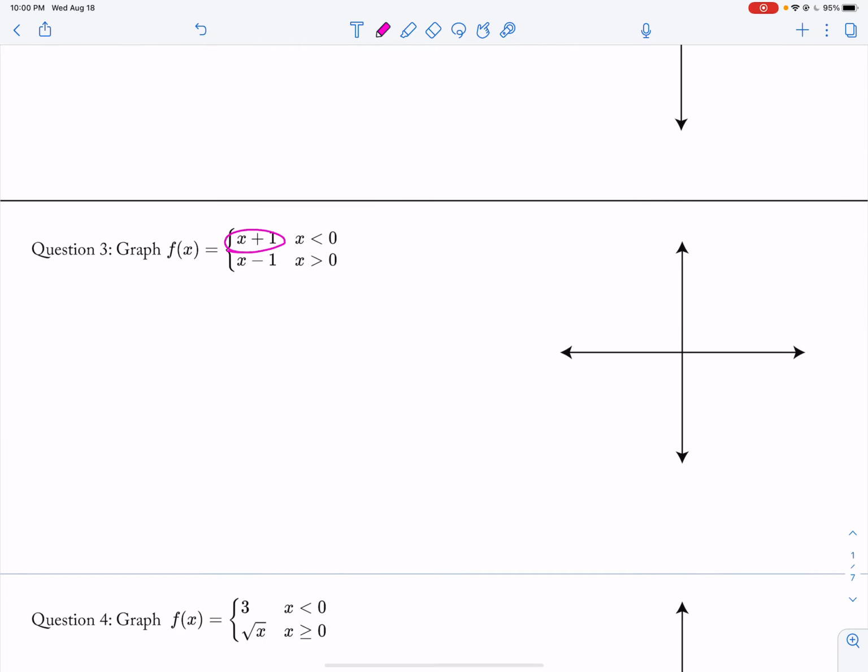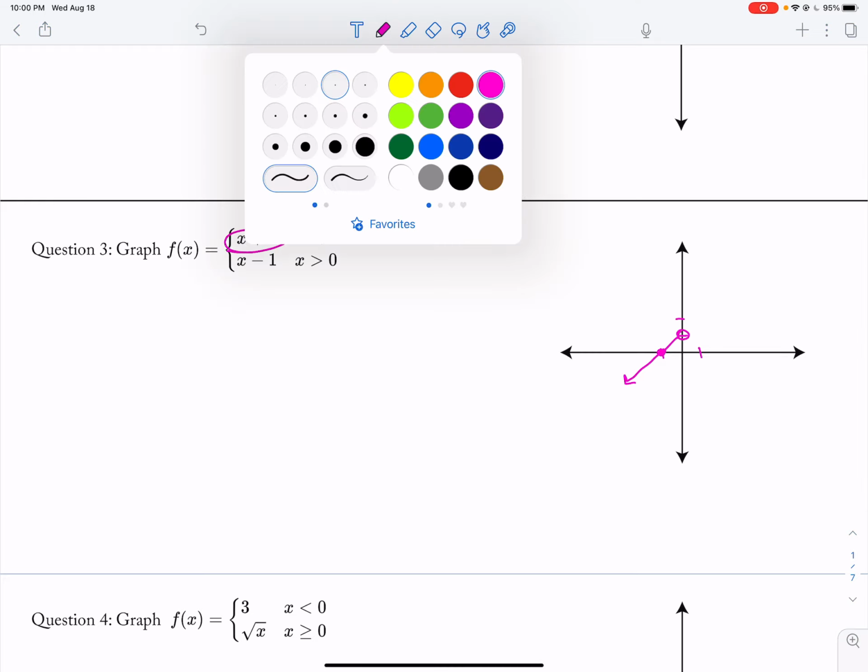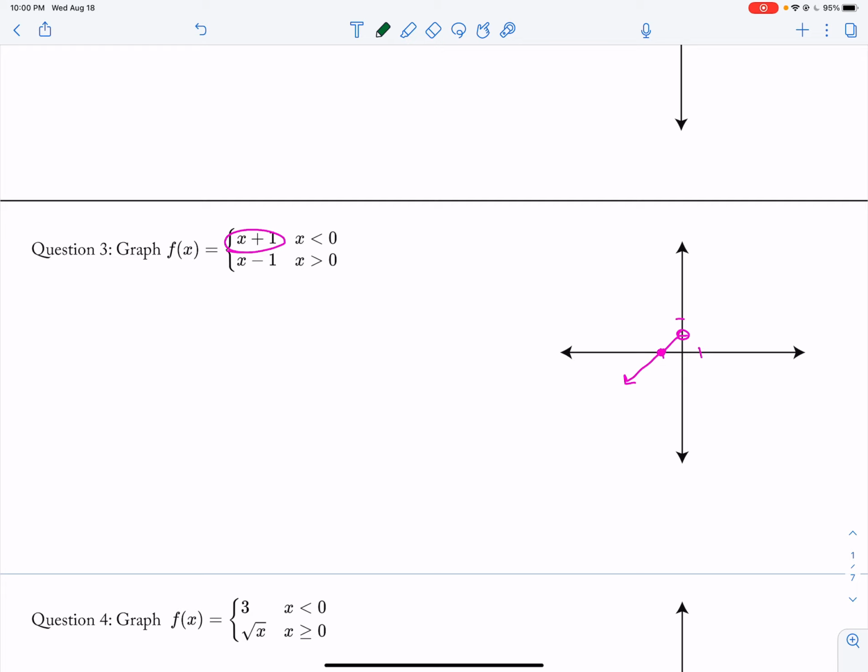So at 0, I'm at 1. Open circle there. Up 1, right 1, down 1, left 1. So that gives me my first line. My second line is at -1. It is an open circle here. And then I'm going this direction. Okay. So again, this is all just graphing piecewise functions.